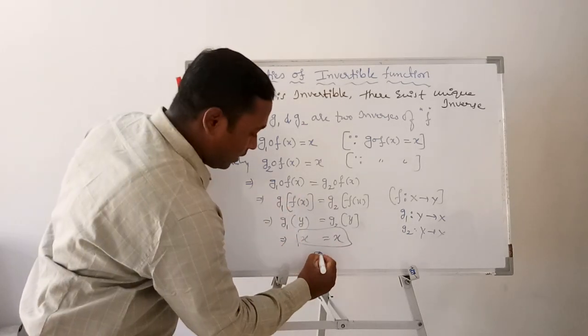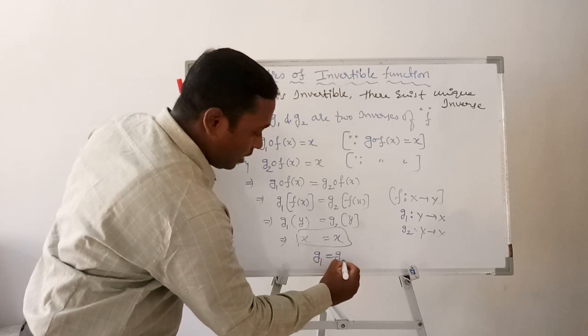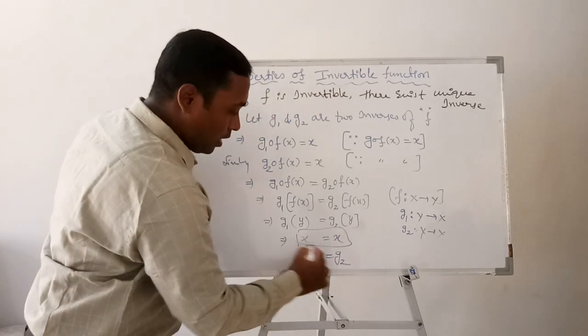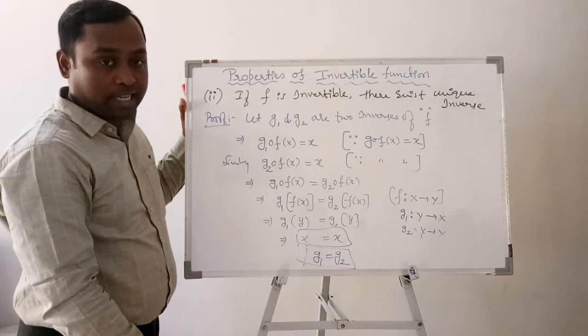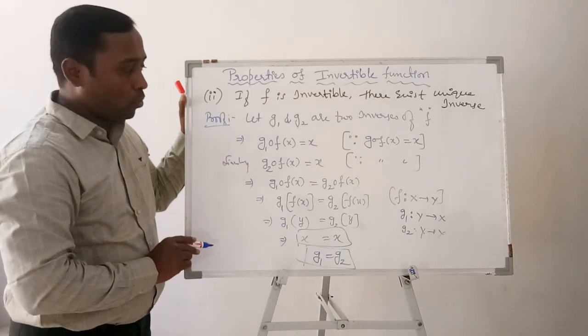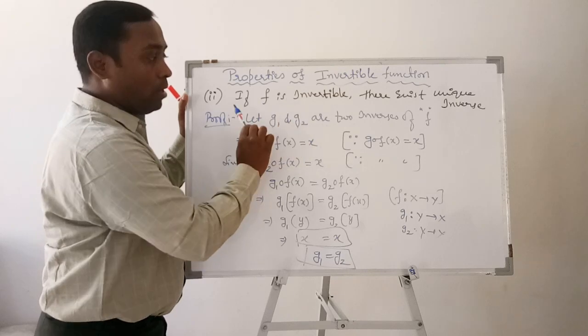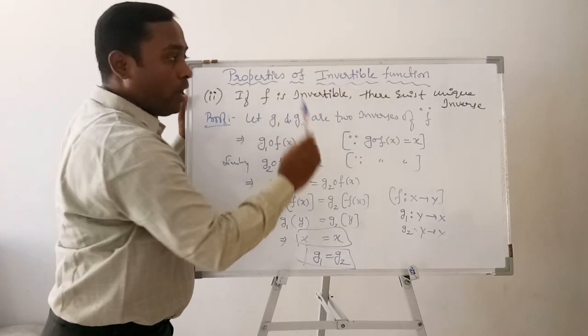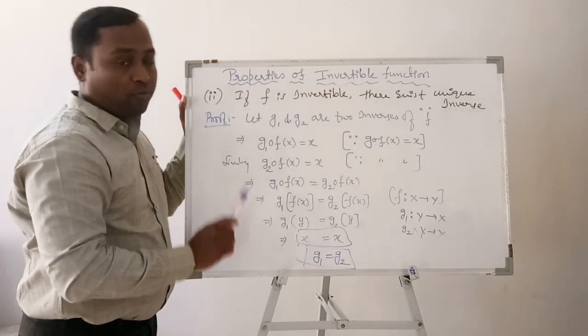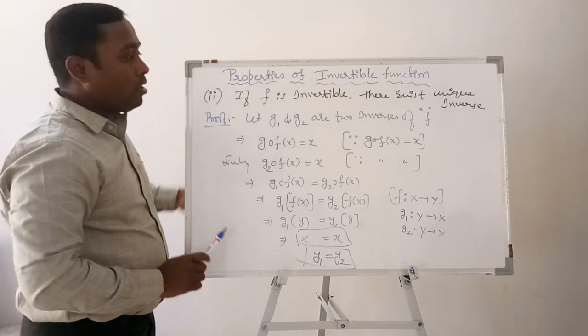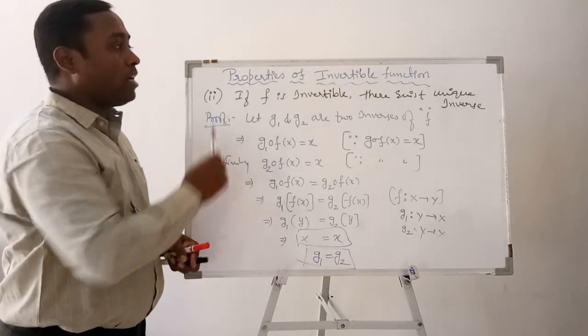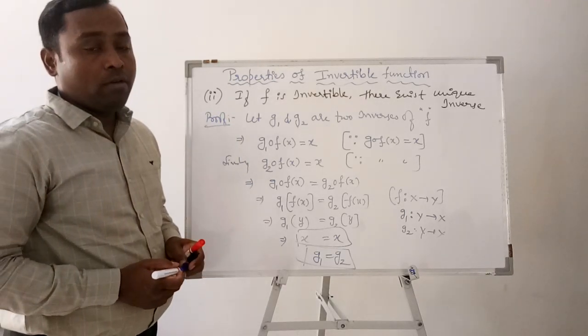So therefore we can say here g1 is equal to g2. Hence these two functions are the same. So this theoretical proof states that every invertible function has one and only one inverse. So this is your point number 2, or property number 2, of the invertible functions.